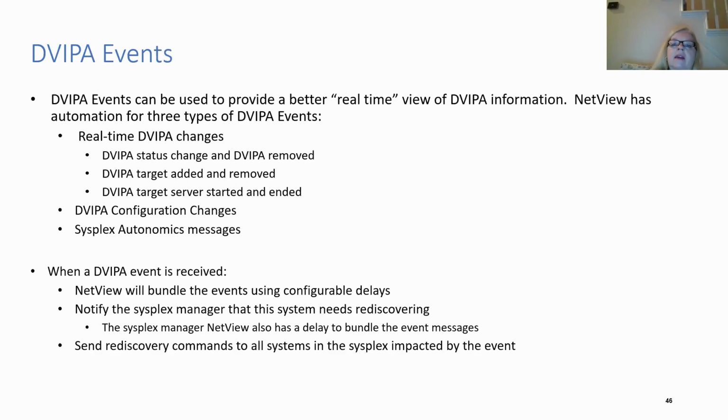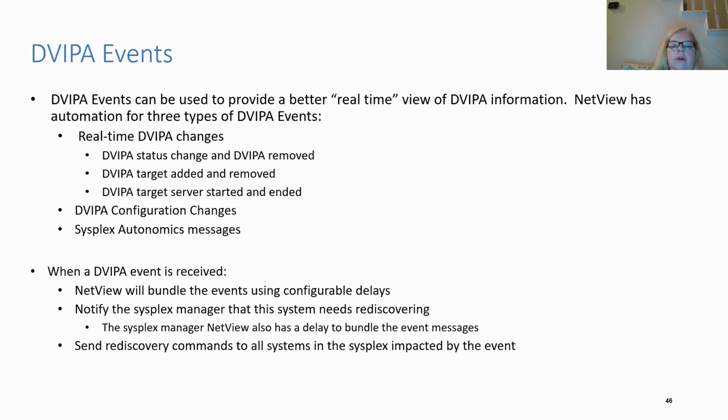So the eventing lets you keep your data current. Once you enable that DVIPA tower, the eventing is enabled by default. So if you don't want this, you'll need to disable it. But what it does is give you real-time DVIPA changes, like a status change, if a target is added or removed, or a target server is started and ended.